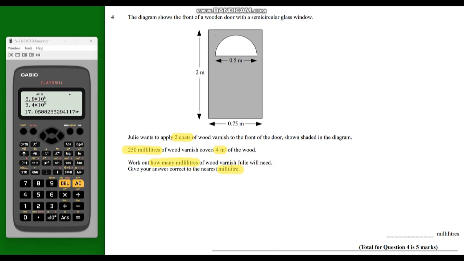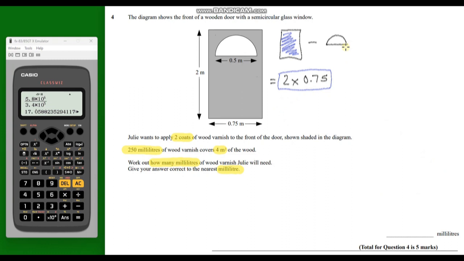Right, so first of all, let's work out the area of the shaded region. To work out the area of the shaded region, I think what I'm going to do is calculate the area of the door, the rectangle, and then just subtract the area of the semicircle. So the area of the rectangle, well, that's just going to be 2 multiplied by 0.75. What I'm boxing here is for the rectangle.